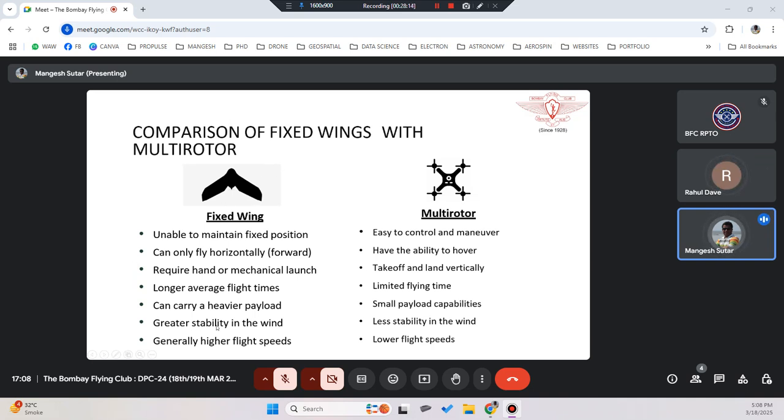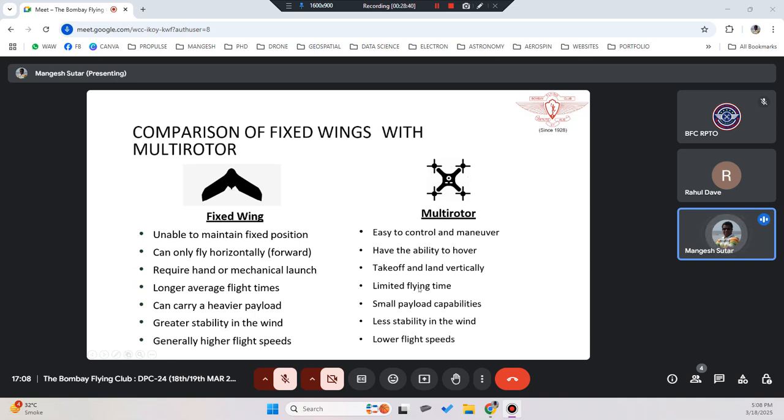Because it's aerodynamically designed, it will have great stability in the wind. Also, it will have higher speed flights, that means it can fly at a very high speed. Whereas multi-rotor is easy to control and maneuver, and has the ability to hover, that means it can hold its position, and can take off and land vertically. These are the two important plus points of the multi-rotor.